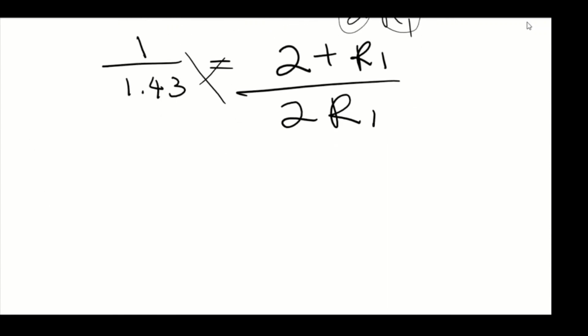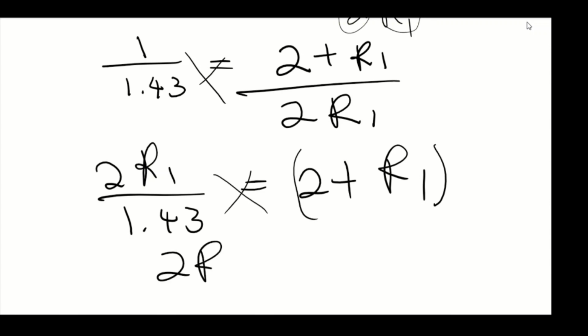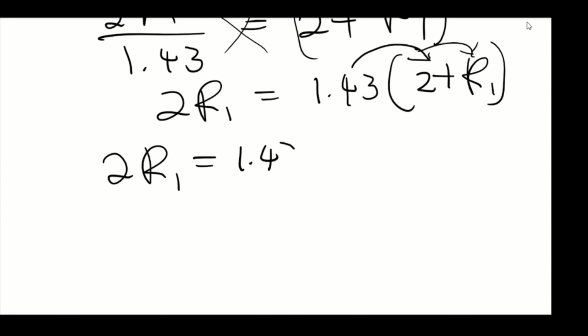So you're going to cross multiply here, and you have 2R1 over 1.43 equals 2 plus R1, right? And then you cross multiply here, let me put the brackets. Then you have 2R1 equals 1.43 into (2 plus R1), right? And then this 1.43 will multiply everything that it finds inside the brackets. So you're going to have 2R1 equals 1.43 times 2 plus 1.43 R1, right?